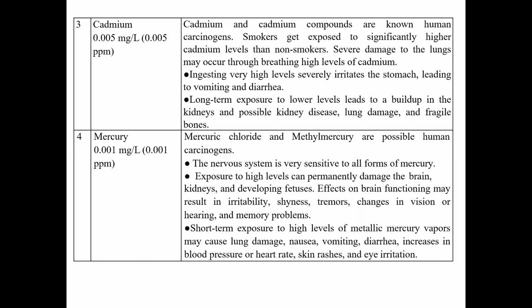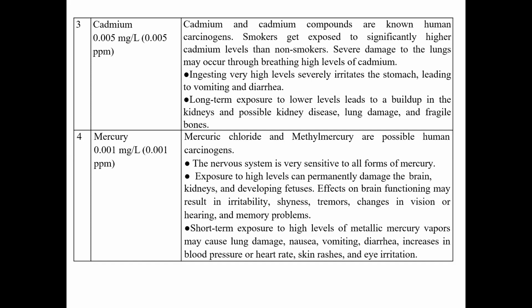So ingesting very high levels severely irritates the stomach, leads to vomiting and diarrhea. The long-term exposure to lower levels leads to build-up in the kidneys and possible kidney diseases, lung disease, and fragile bones. Then mercury, it is in that range, that is 0.001 ppm.